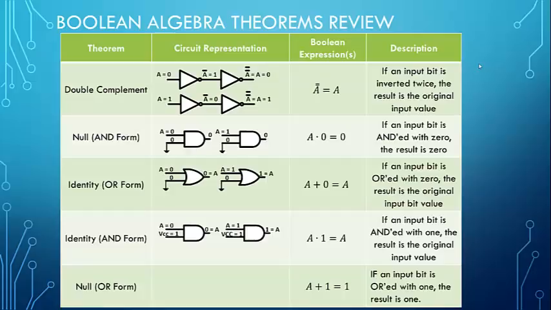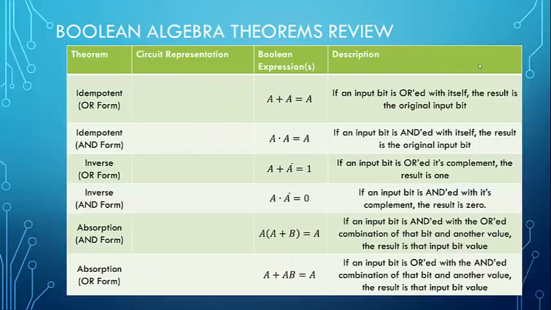so that one should be fairly straightforward. The or form of the null law may not be intuitive, but for this one, again, remember your or truth table. If we or something with a 1, we're going to get a 1. So if we or an input variable, no matter how many other inputs are on that OR gate, if there's a 1, we're going to end up with a 1 out. So if you or something with 1, the result is a 1.